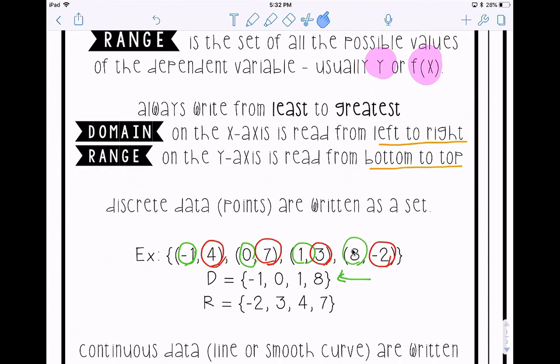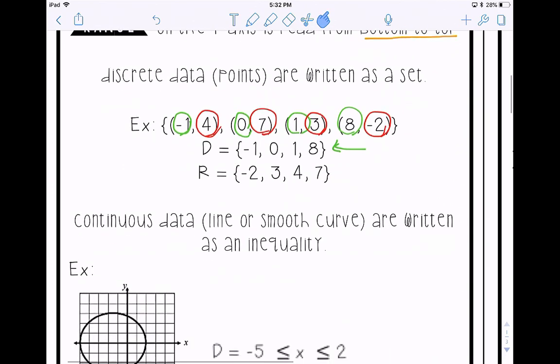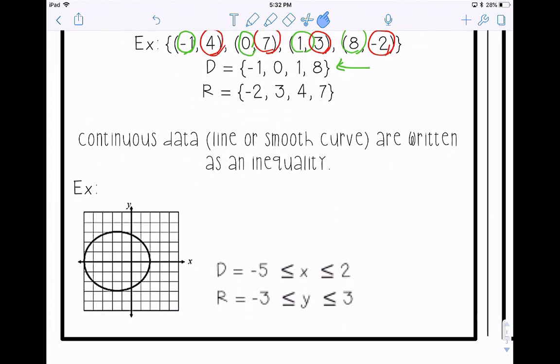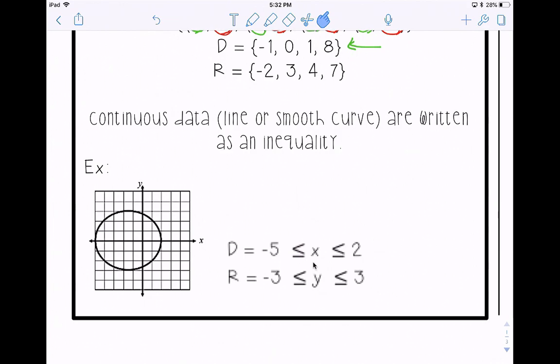Okay. All right, very similarly, continuous data, which is just a line or a smooth curve, we write as an inequality. So we have worked with inequalities a little bit, but we have not worked with inequalities like this. So this is different because we have our variable in the middle and we read it from the variable. So this right here says x, we start here, x is greater than or equal to -5, but less than or equal to 2. Or you could say and less than or equal to 2. So x is greater than or equal to -5, but less than or equal to 2.